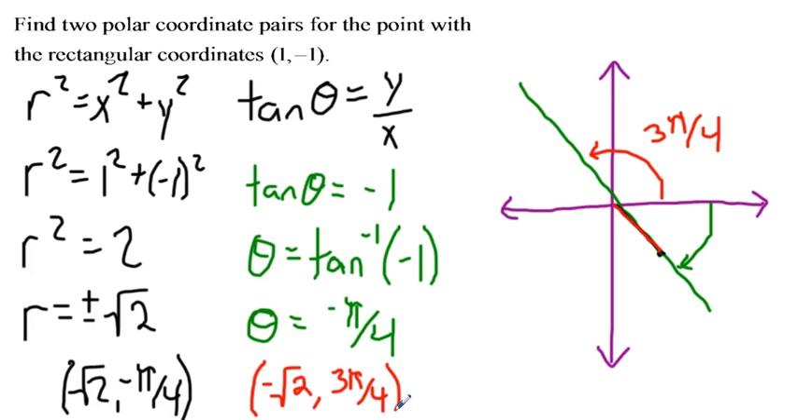So our rectangular coordinate we started with was (1, -1). The two polar coordinates that could be created and reach that same point would be (radical 2, negative π/4) and (negative radical 2, 3π/4).